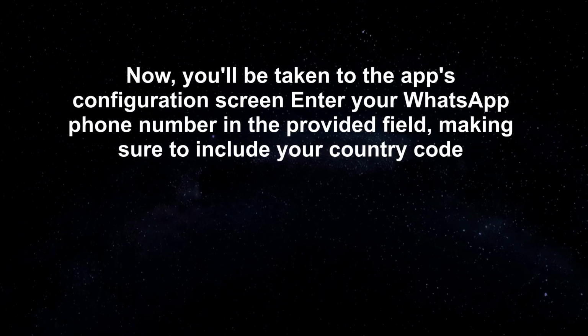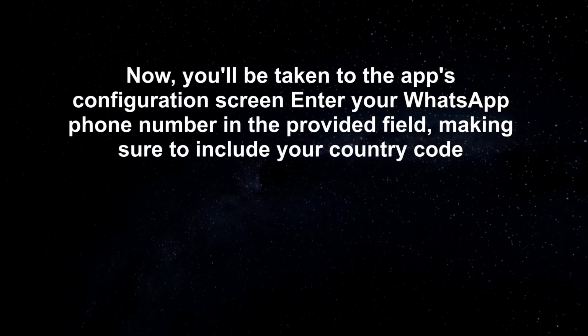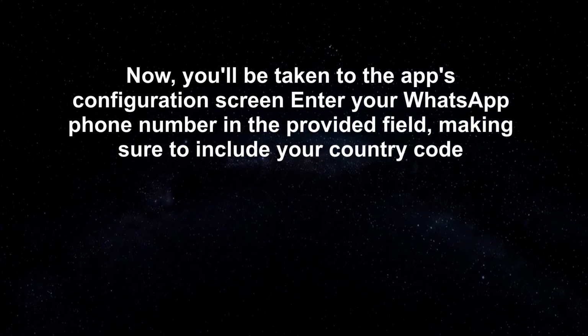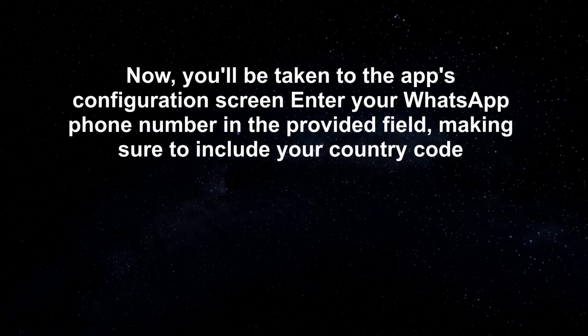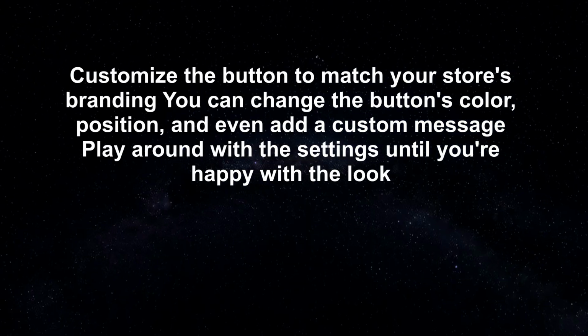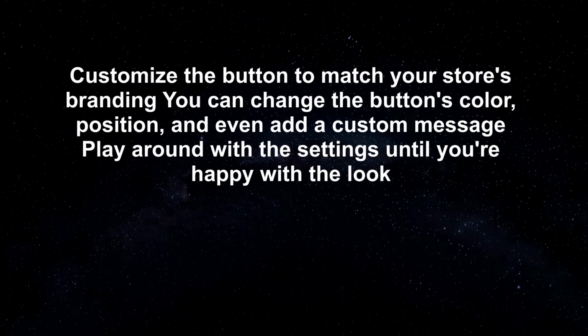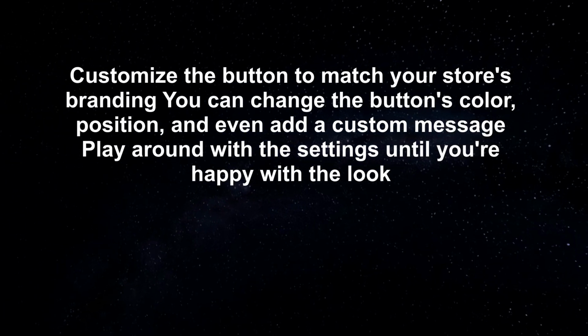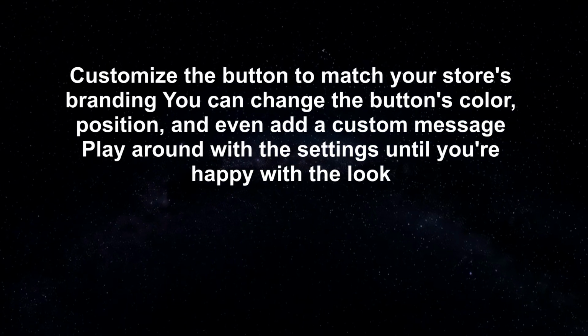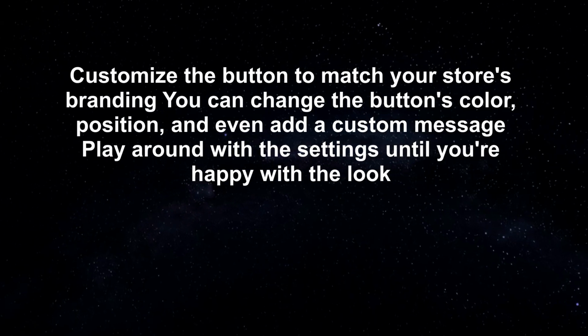Now, you'll be taken to the app's configuration screen. Enter your WhatsApp phone number in the provided field, making sure to include your country code. Customize the button to match your store's branding. You can change the button's color, position, and even add a custom message. Play around with the settings until you're happy with the look.